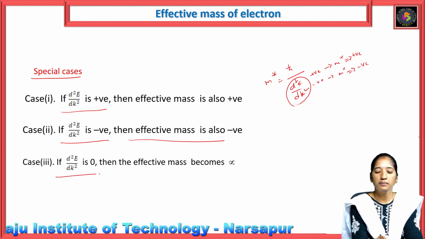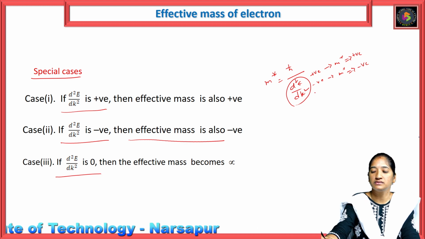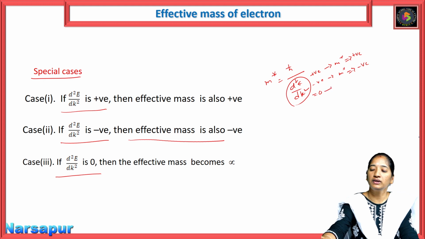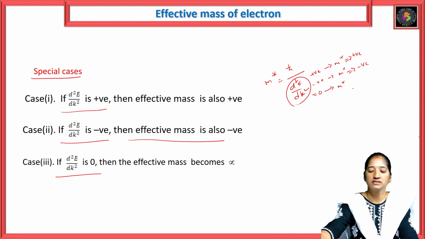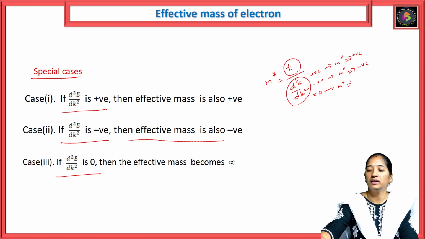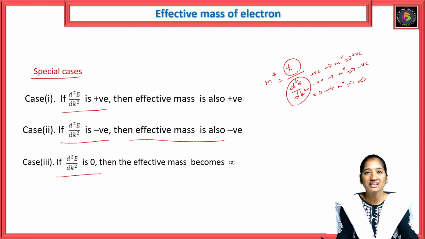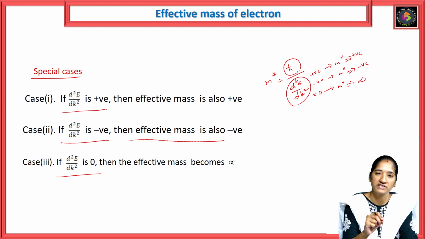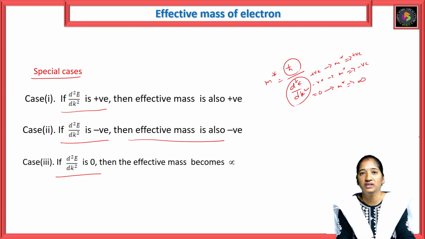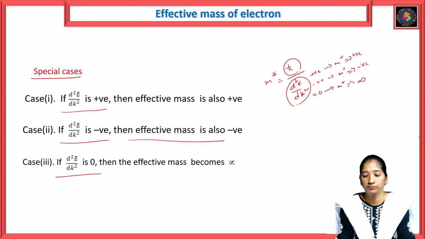Then d square E by dk square is equal to 0. Then the effective mass of an electron means something by 0. We know that is an infinite value. These are the special cases. Why we are discussing these special cases is that the effective mass of an electron depends on d square E by dk square. This is the effective mass of an electron.